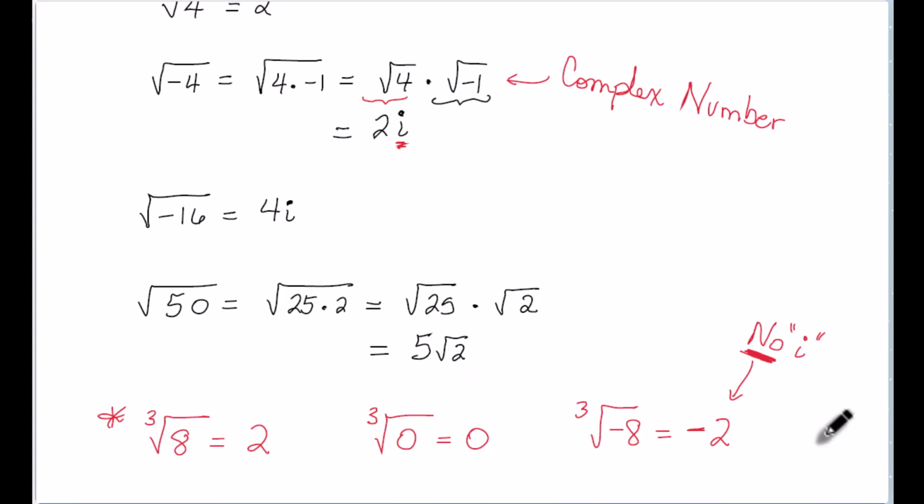Now the really interesting thing is this i business with complex numbers only happens with even roots. Cube root of 8 is 2 because 2 times 2 times 2 is 8. Cube root of 0, that's just 0. But the cube root of negative 8, there's no i in there. The answer is simply negative 2. So negative 2 times negative 2 times negative 2 is minus 8.